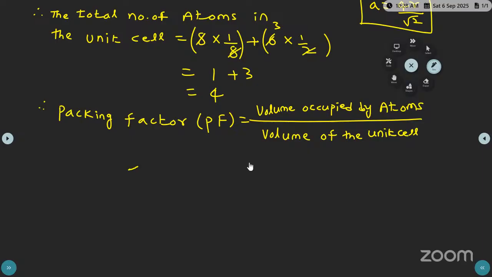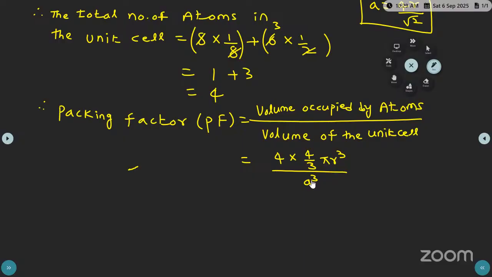Now, what is its value? How many atoms are there? 4 atoms. And each atom is in the shape of a sphere. So sphere volume is 4 by 3 r cube. 4 by 3 r cube divided by volume of the unit cell, that is A into B into C. A value, B value, C value are the same, so we can write A cube. A into B into C is written as A cube.